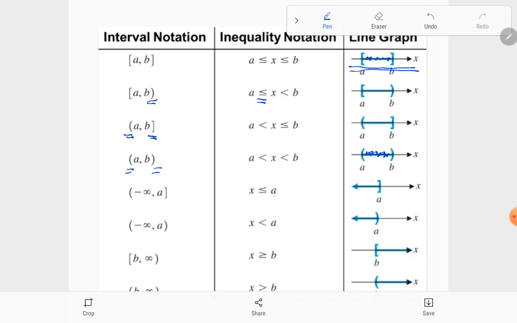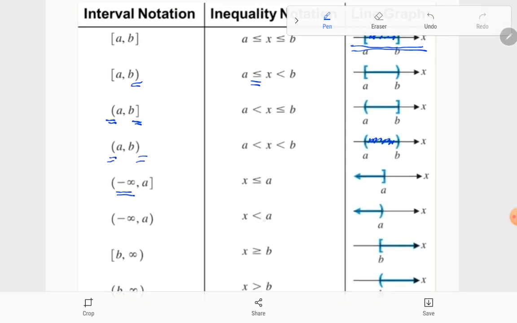X less than or equal to a. So a is included, but less than, it could be as small as possible, right? So it could be negative infinity. We use negative infinity because on the other side we have no endpoint. For negative infinity, we always use the parentheses, and the same for infinity. So here we locate a and draw an arrow. It means less than or equal to a. A is included, so we use a bracket here.